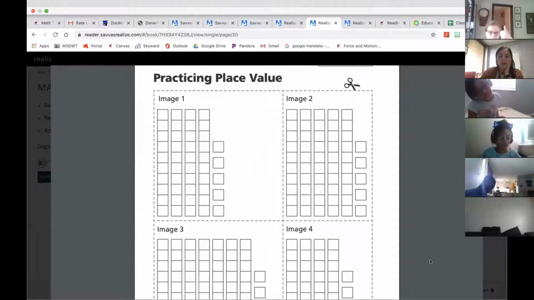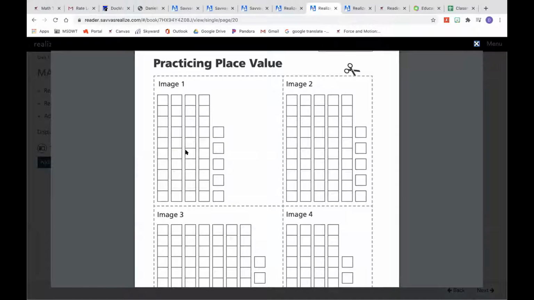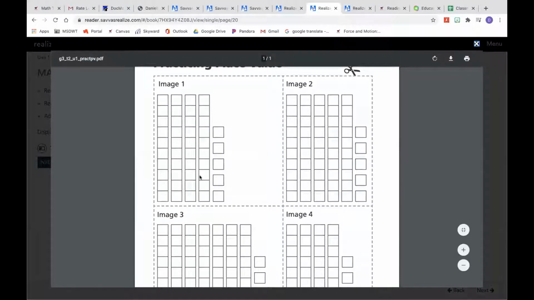What I want you to do, everyone, is send me a chat. How many do we have total in image 1? Count and send me a chat.